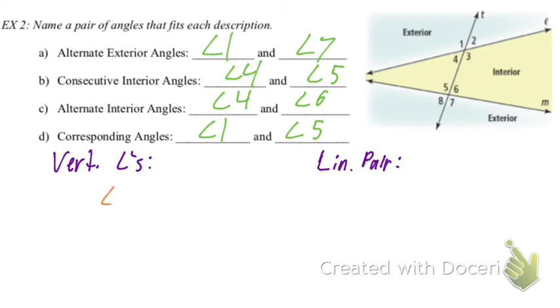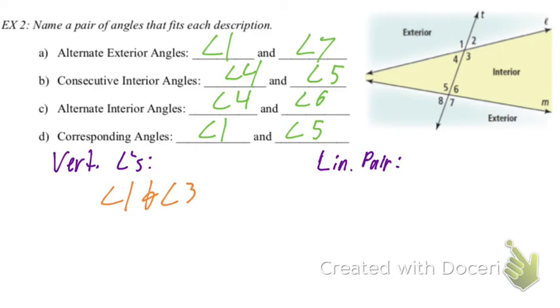Angle 1 and angle 3, they're on different sides of this X. They're on opposite sides of the X. What do we know about vertical angles? They are always, always, always the same. Congruent. What would be another pair of vertical angles? 4 and 2, 5 and 7, 6 and 8, and they're always congruent.